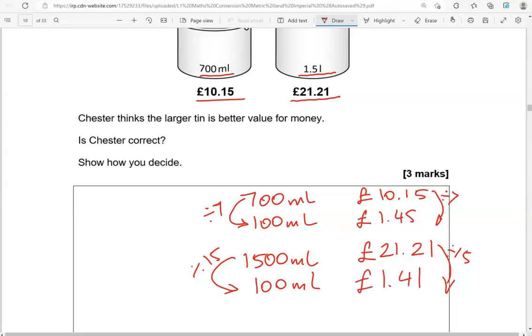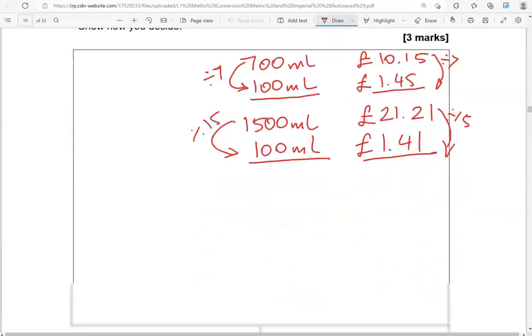So for both, we have the cost per 100 millilitres, and that is £1.45 for the smaller tin and £1.41 for the bigger tin, the larger tin. So as you can see, this is cheaper, £1.41. And Chester thinks the larger tin is better value for money, so he's correct.